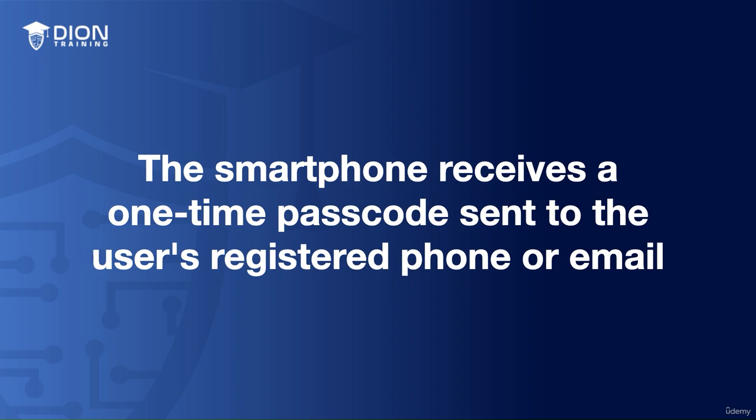The second type of software token relies on using your smartphone as the token receiving system itself by sending a one-time code to the user's registered phone number or email address. In this system, the SMS-based message is received with a one-time code that is then valid for between 3 to 10 minutes.